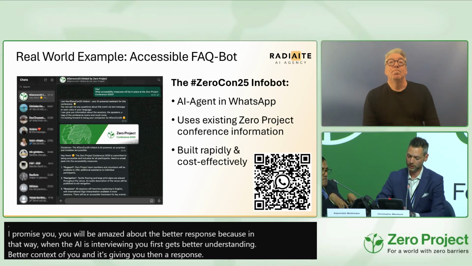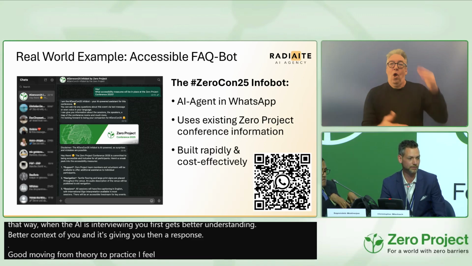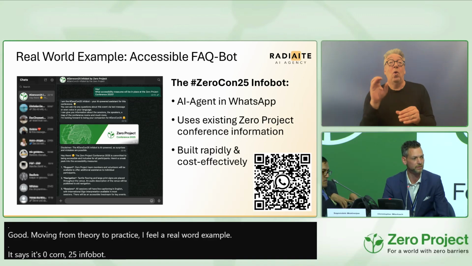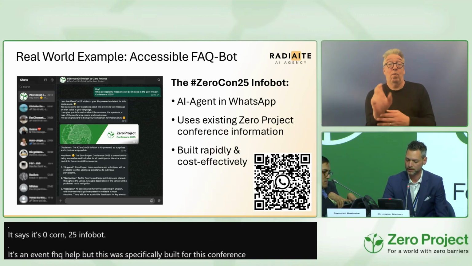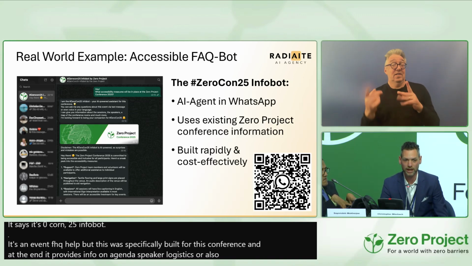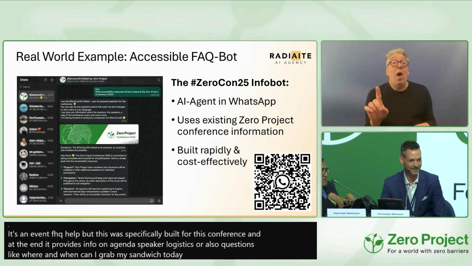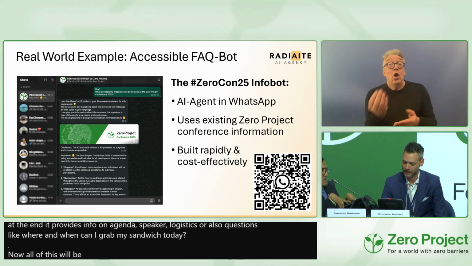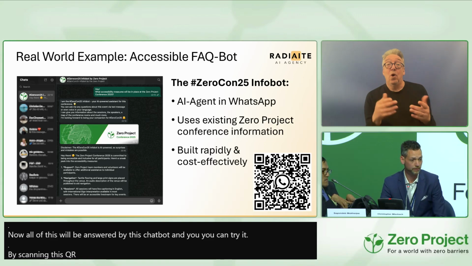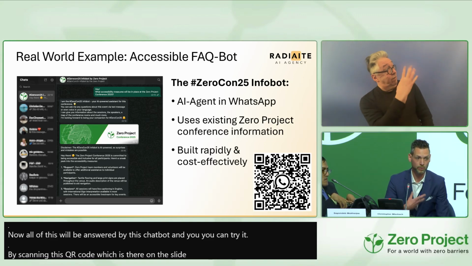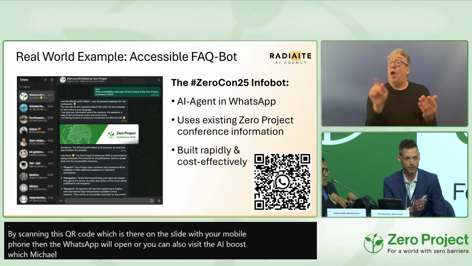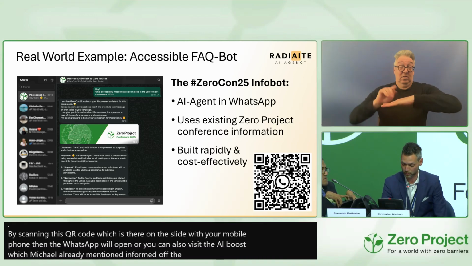Good, moving from theory to praxis, I have here a real-world example. It's a ZeroCon 25 infobot. It's an event FAQ helper. This was specifically built for this conference. And at the end, it provides info on agenda, speaker, logistics, or also questions like, where and when can I grab my sandwich today? Now, all of this will be answered by this chatbot. And you can try it by scanning this QR code, which is there on the slide, with your mobile phone. Then the WhatsApp will open. Or you can also visit the AI booth, which Michael already mentioned, in front of the M1 conference room.